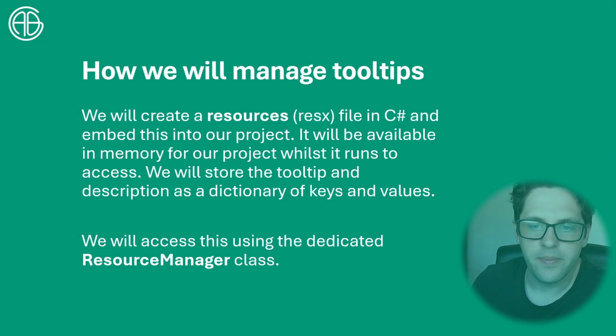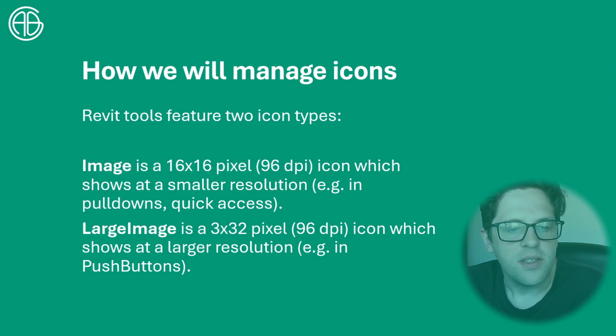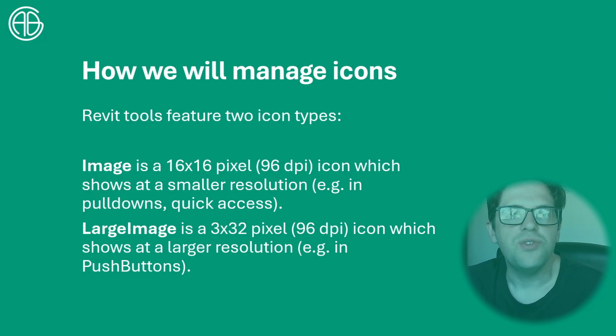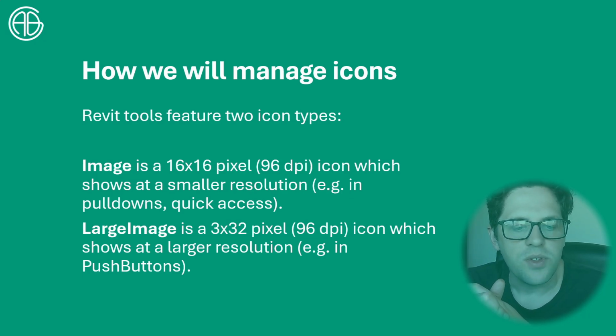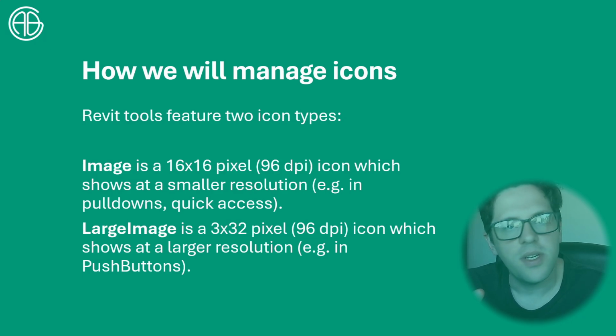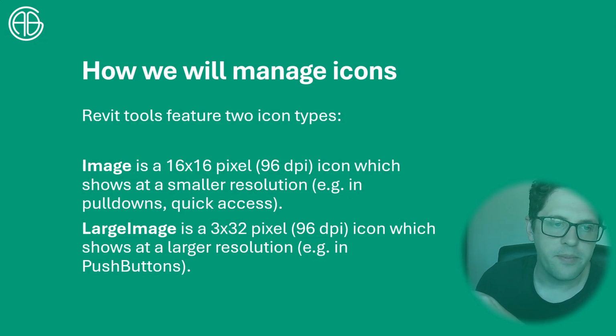We're also going to access this using a special class that is provided to us through system, in this case the resource manager. Icons are a little bit different, so we're going to be looking at assigning icons in one of two places. First of all, the image property of a button or ButtonData is a 16 by 16 pixel at 96 dpi icon. In this case, we'll be using PNGs. And this will be the one you generally see when the button is smaller, like when it's stacked or if it's collapsed into a quick access tool, the smaller size that you see in Revit. Whereas the large image is going to be a 32 by 32 pixel at 96 dpi icon, in this case a PNG, which will show at the larger resolution such as a push button on the ribbon.